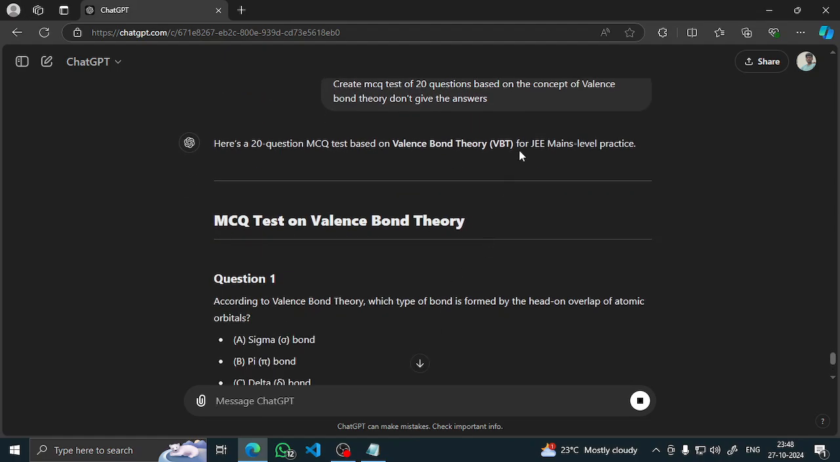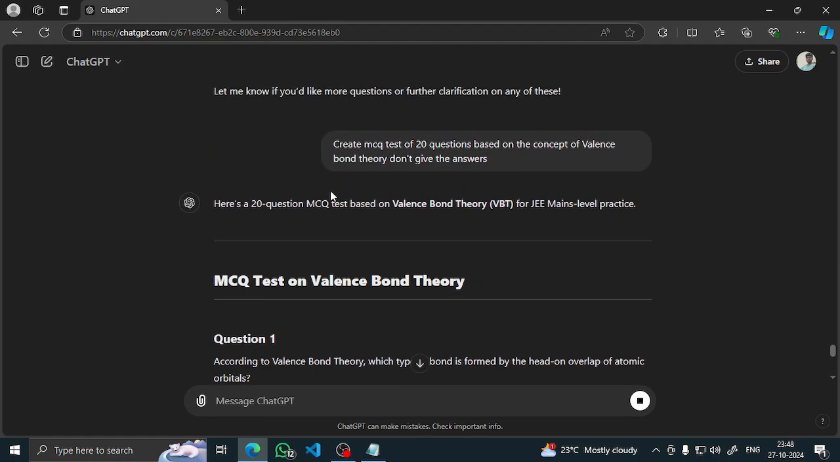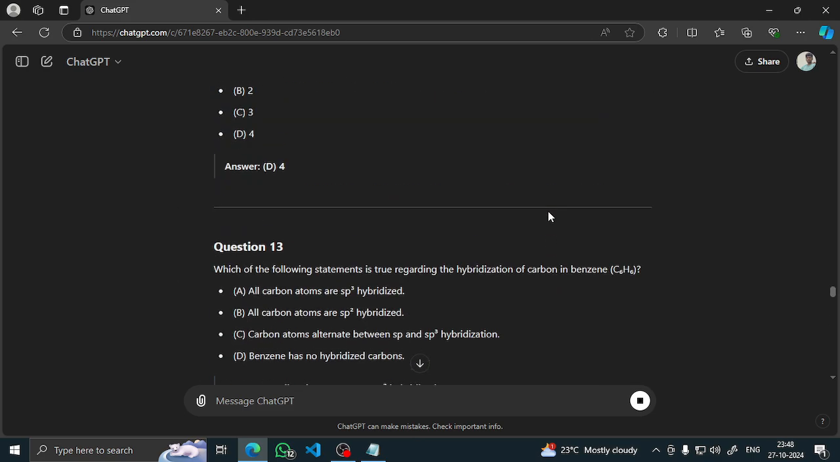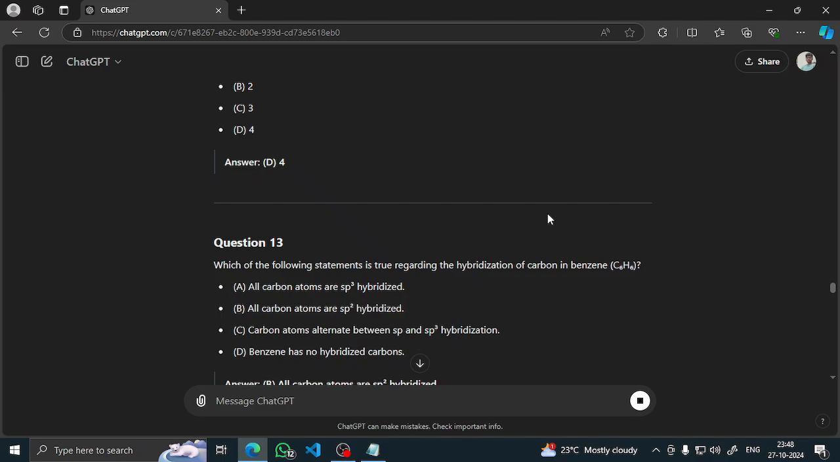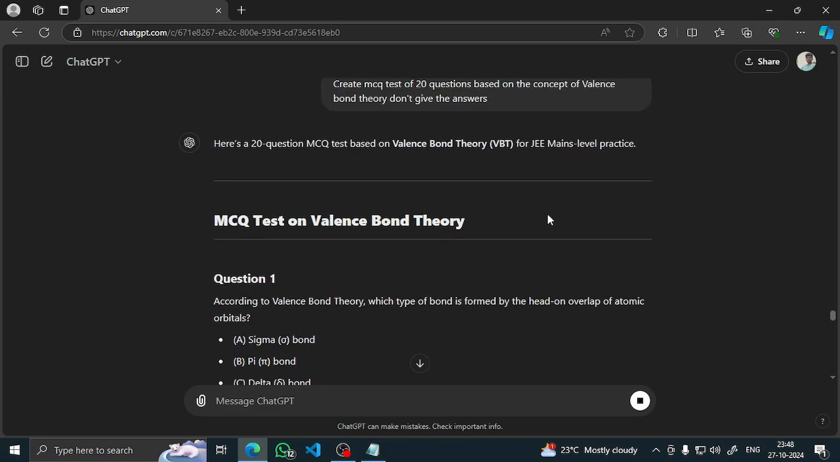Yes, that's a good thing. ChatGPT has not forgotten that we are preparing for JEE Mains, because in the earlier commands I told it to prepare JEE Mains levels. We prepared some relative velocity concepts as per JEE Main level. So it hadn't forgotten that we are preparing for JEE Mains. It prepared an MCQ test based on valence bond theory, VBT, as per JEE Mains levels.